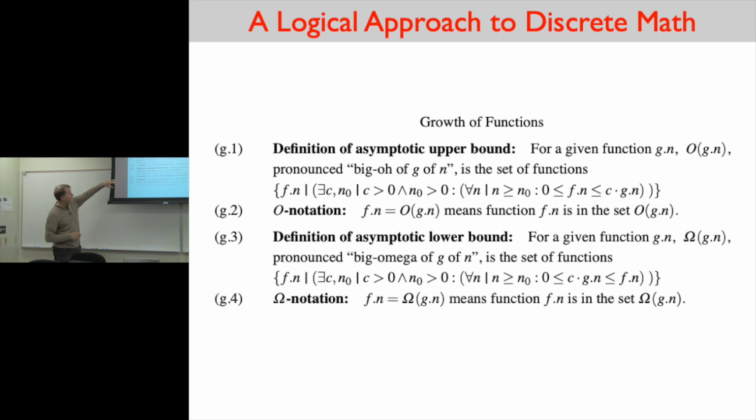Okay, so the definition of an asymptotic upper bound says this. Now let's see if we can understand what this says using our formal notation. For a given function g of n.